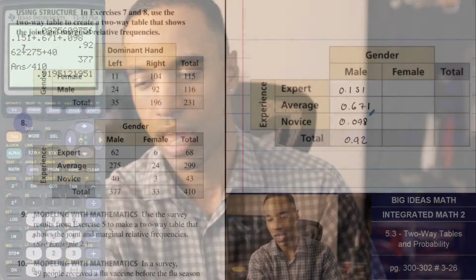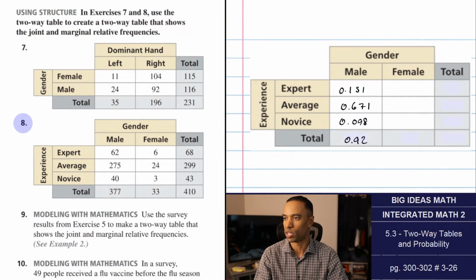So what's the difference between that and 62 plus 275 plus 40, all of those divided by 410? Whoops, 410. So see, that's the exact. That's as approximate as you can get, and then it still rounds to 0.92. So who knows? Maybe they made these with the intention of making sure that they still round to the same value, and if they do, then I'll just go ahead and trust that so we can move faster.